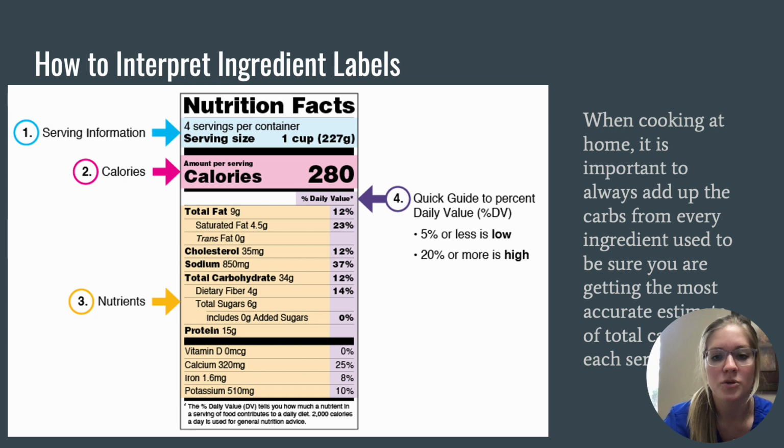So, how do you interpret an ingredient label? When you're cooking at home, you always want to make sure that you're adding up the total amount of carbs that you use from each ingredient. On a nutrition label, the main two things you'd like to focus on are the serving size, which is at number 1, and the total carbohydrates, which is at number 3. Always remember to focus on the total carbs and not the net carbs. And if you use double an ingredient, so if you use 2 cups instead of 1 cup, make sure you double the amount of total carbohydrates so you're getting the right calculation.